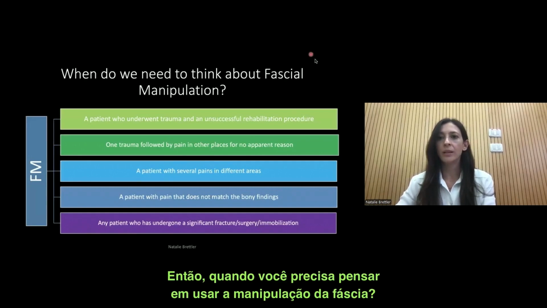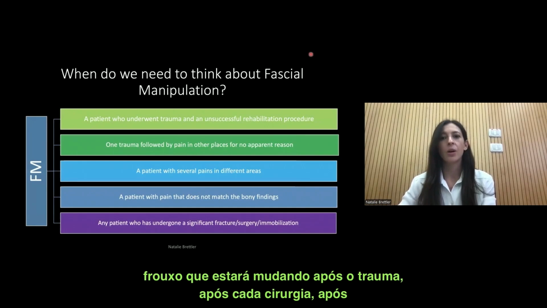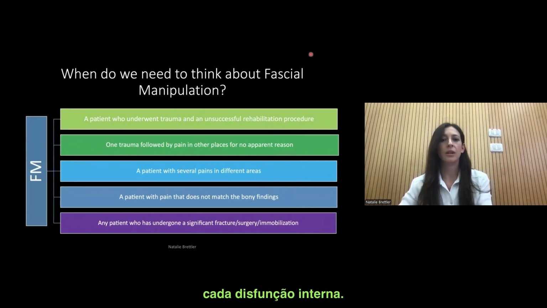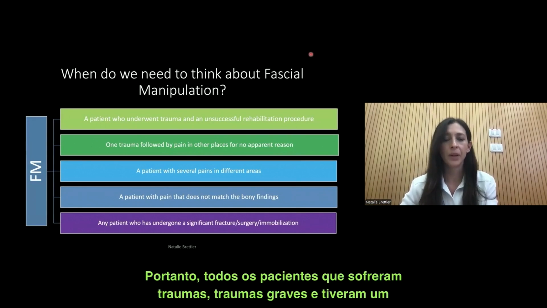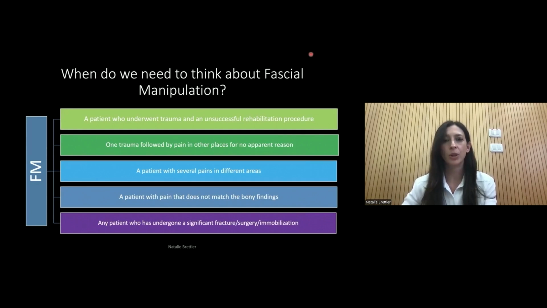So when do you need to think to use fascial manipulation? First of all, as we said before, fascia, the loose connective tissue, will be changing after trauma, after each surgery, after each internal dysfunction. So every patient who underwent trauma, serious trauma, and has an unsuccessful rehabilitation process needs to see a fascial manipulation therapist.